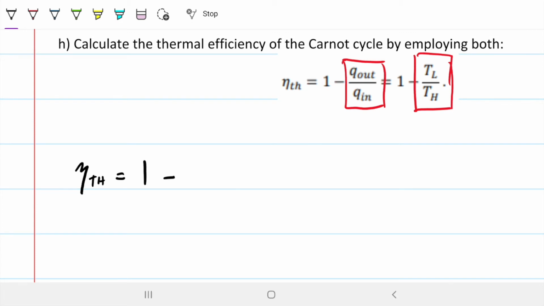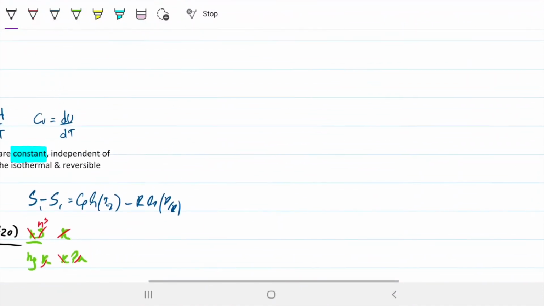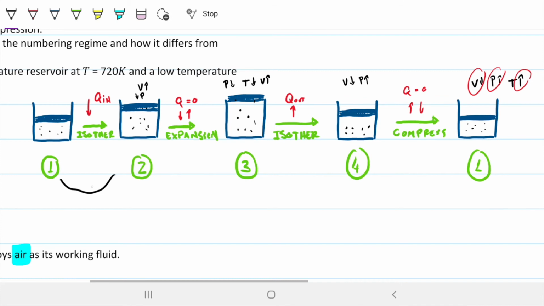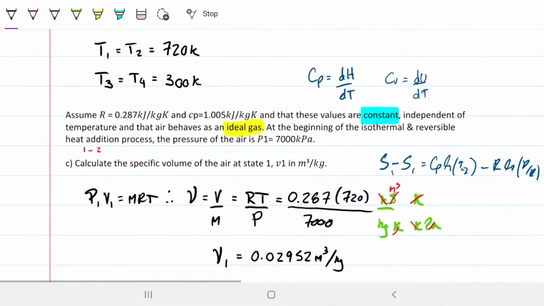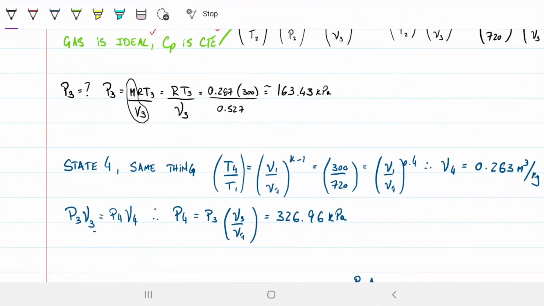So 1 minus Q out. What is Q out? Remember what's Q out? Let's go back to this drawing here, which I think is the most useful. Q out is happening over here, and it's happening from 3 to 4. That's why it's the heat rejection phase, right? Heat rejection transformation. And Q in is happening from 1 to 2, and it's the heat addition transformation. So we can go and put those values in. From Q out, that's from 2 to 3. Where's the Q out from 2 to 3?